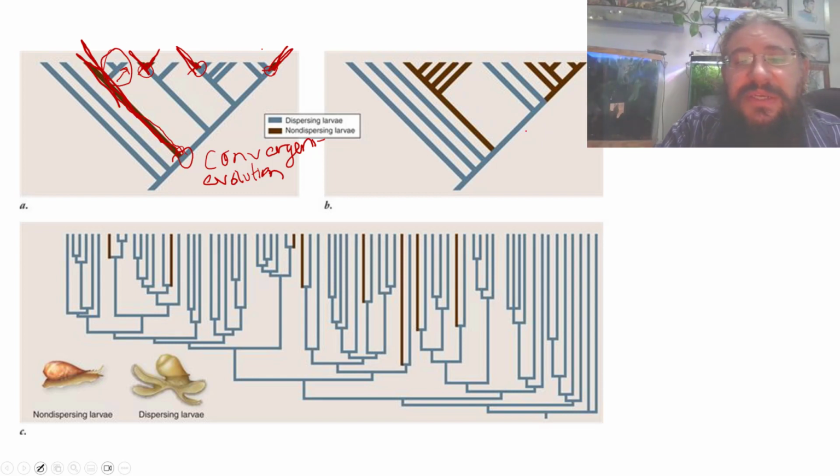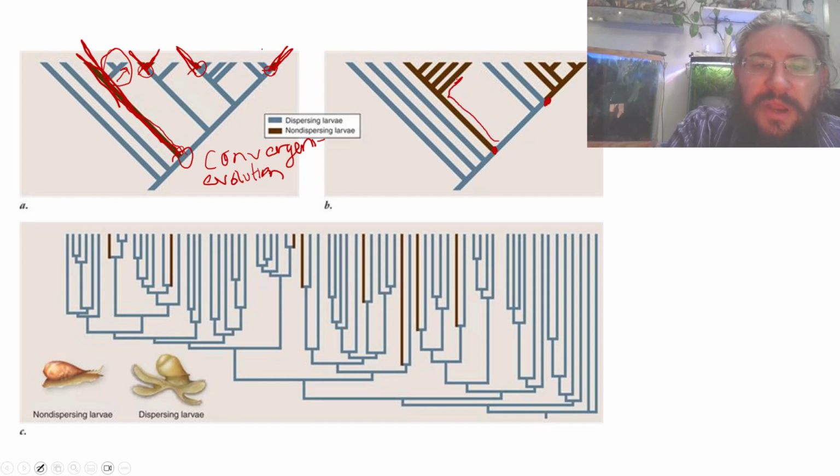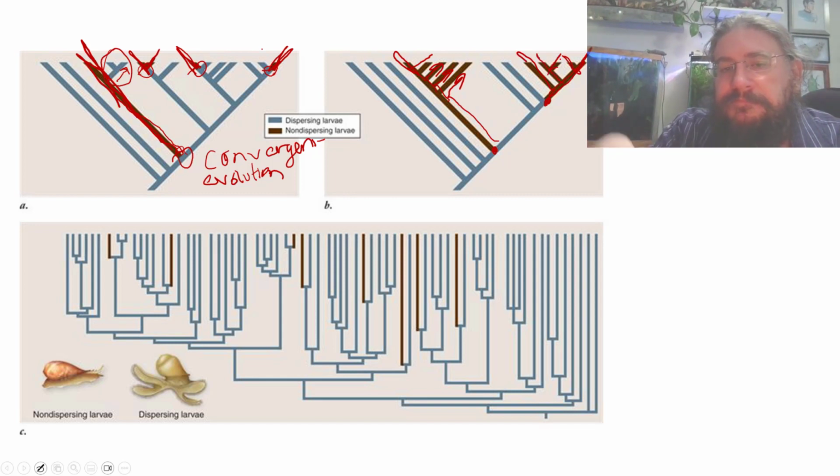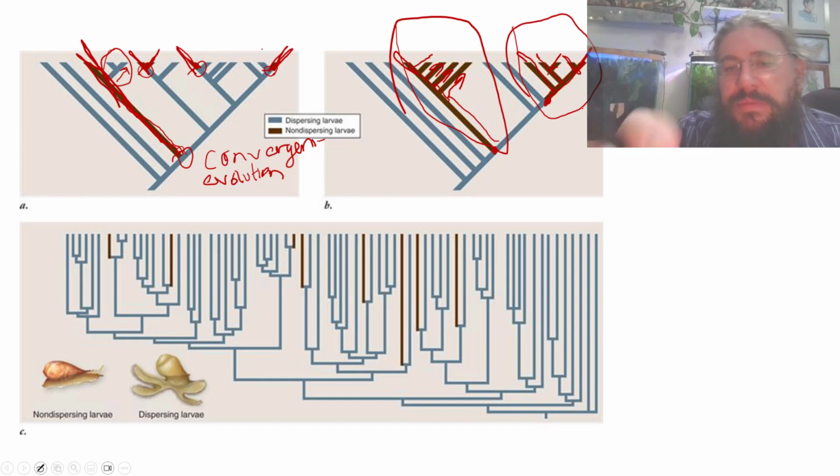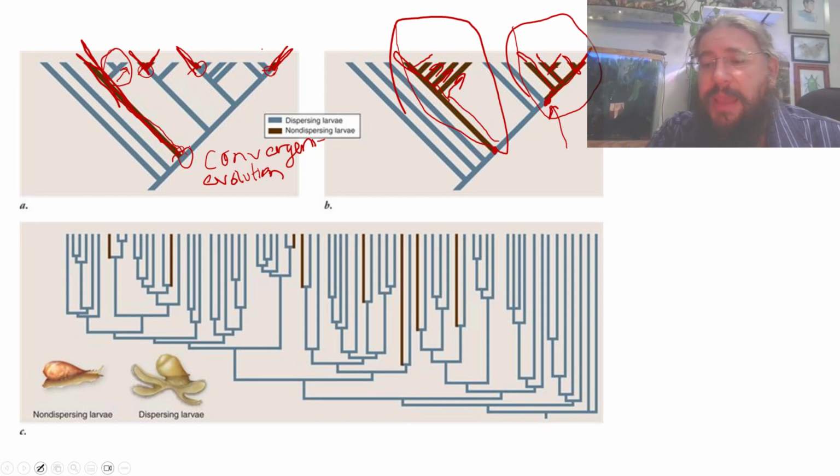The competing hypothesis would be non-convergence, whereas we have a couple of nodes and then all of our non-dispersing larvae share that most recent common ancestor. And so all of our non-dispersing larvae are sort of like all of these ones are a monophyletic group. These are a monophyletic group, right? So they all share a development point. In other words, we don't have convergence producing a bunch of different disparate lineages. So these are competing hypotheses.